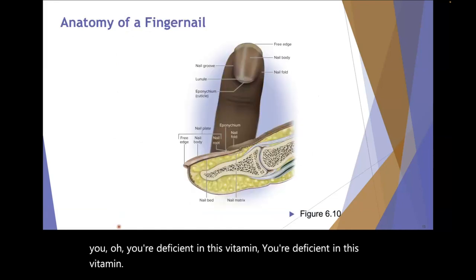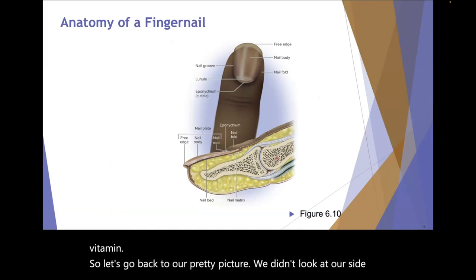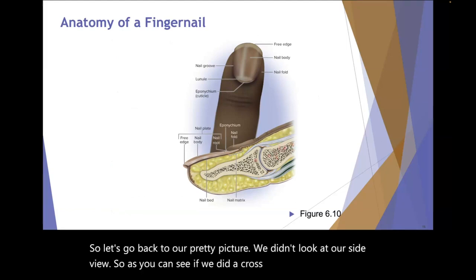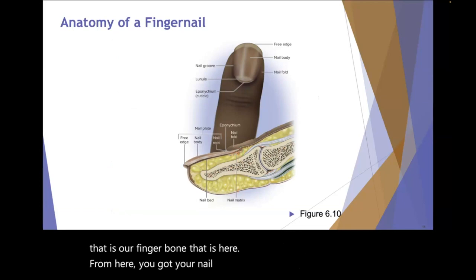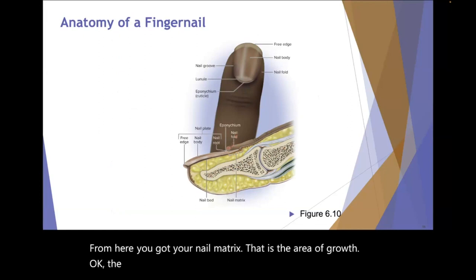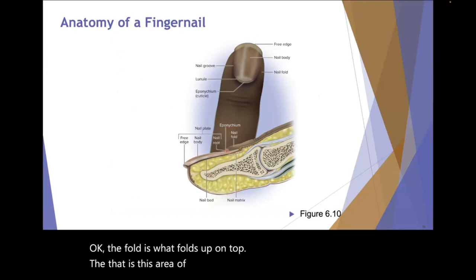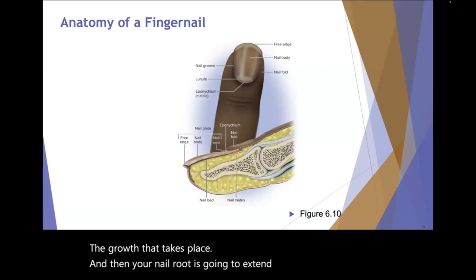So let's go back to our pretty picture. We didn't look at our side view. So as you can see, if we did a cross section, we have our bone, that is our finger bone that is here. From here, you got your nail matrix, that is the area of growth. Okay, the fold is what folds up on top. The eponychium, that is this area of the growth that takes place. Then your nail root is going to extend up under the nail fold, okay?